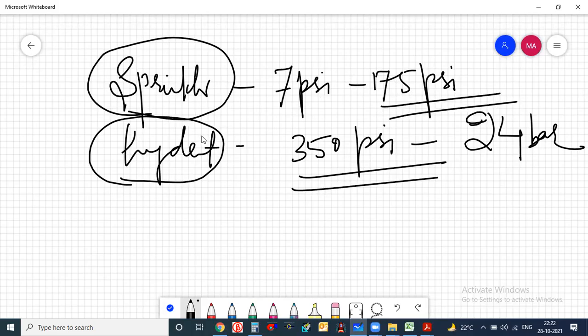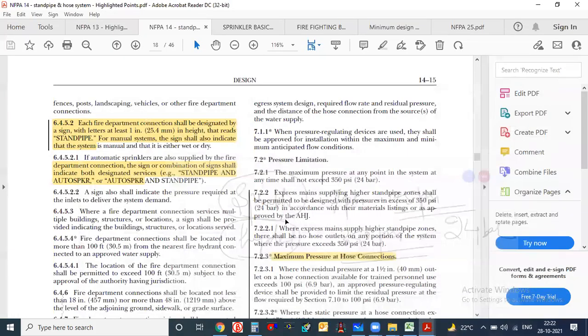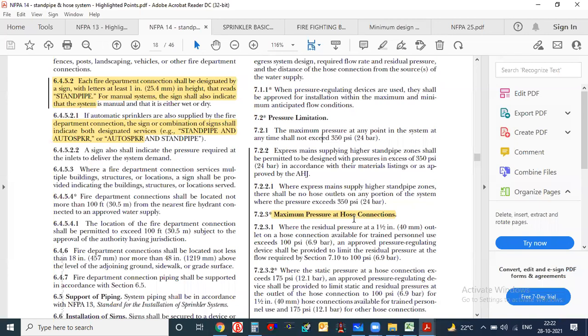And this is the pressure for the system, not for the individual hydrant. System means, for example, if you have 500 hydrants, the one which is controlling those 500 hydrants is our system. So here it is talking about that particular system. But here they have given the maximum and minimum pressure at each hose connection.